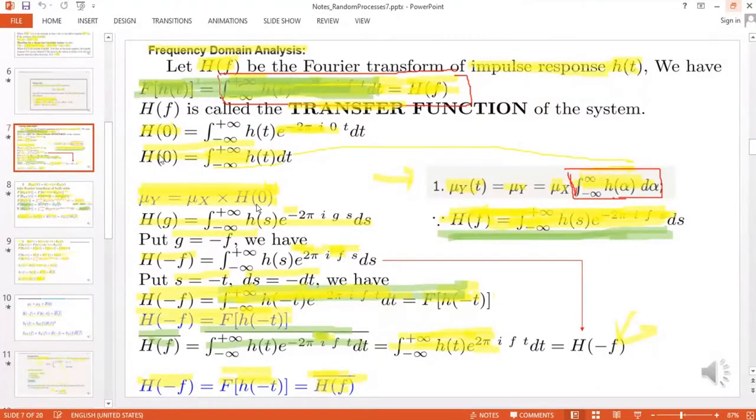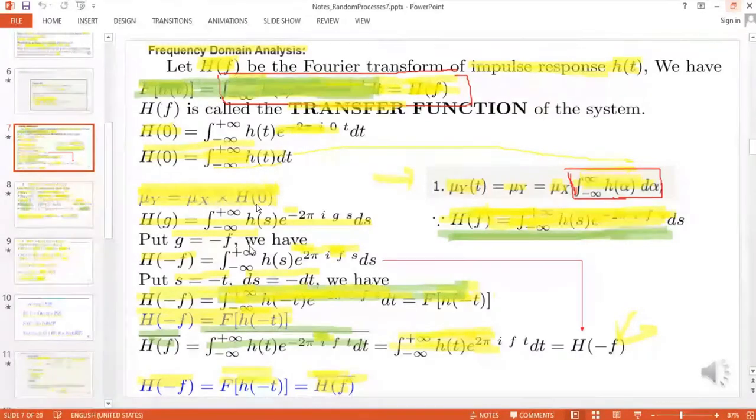And from here we know that if we know the transfer function H(f), then this integration is equal to H(0). So if your random process x(t) is wide sense stationary, the impulse response is h(t), and the transfer function is capital H(f), then the mean of the output mu_y is equal to mu_x times H(0). So this is another result you have to remember.